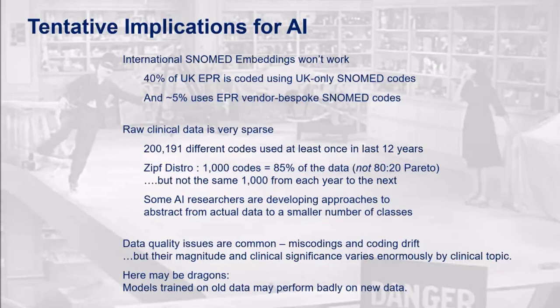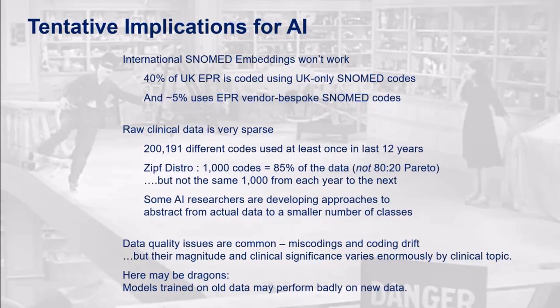There are some AI researchers I know who are developing approaches that will extract from this actual data, which is coded across a large number of codes, many of them used very sparingly, to a smaller number of classes. Exactly how you do that in ways that are useful is a matter of research. The data quality issues I've raised appear to be common and pervasive, including significant and serious clinical miscoding. I think in my earlier presentation I touched upon road traffic accident being miscoded as renal tubular acidosis, for example. So we know this is quite common.